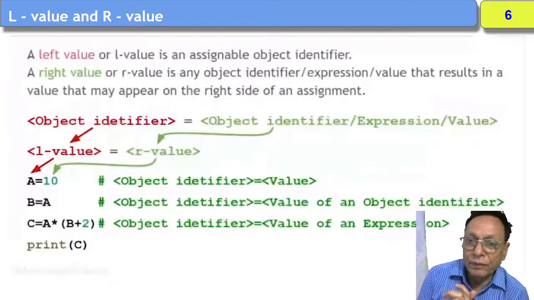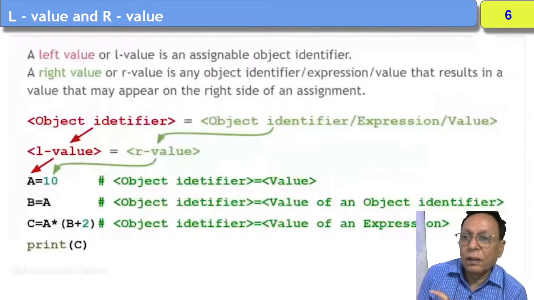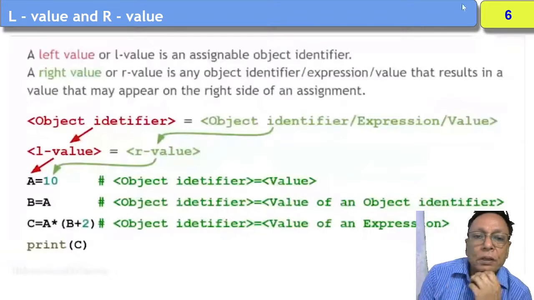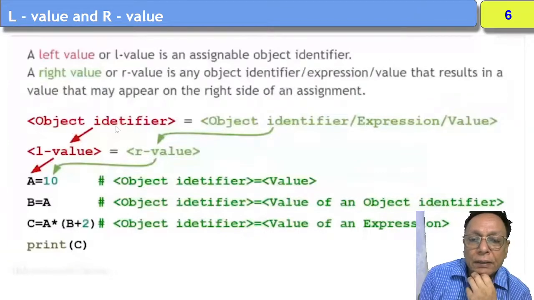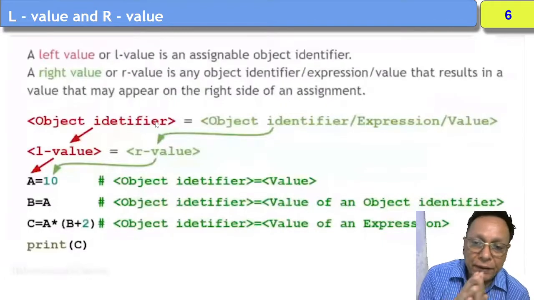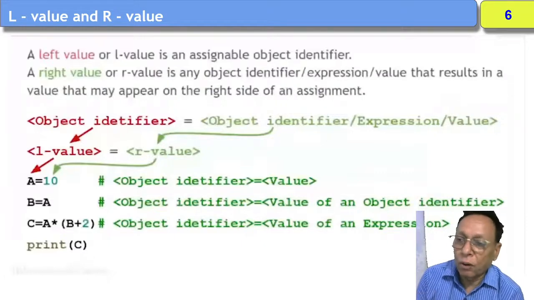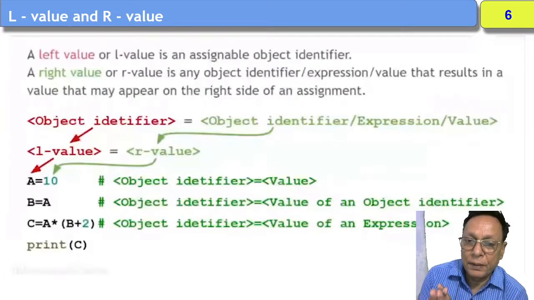Whereas a right value or R value is an object identifier or expression or any literal that results in a value that may appear on the right side of an assignment. So over here, if you see, this is object identifier equal object identifier or the expression or the value. On the right side of this assignment operator, there could be the identifier, there could be the expression or any literal.